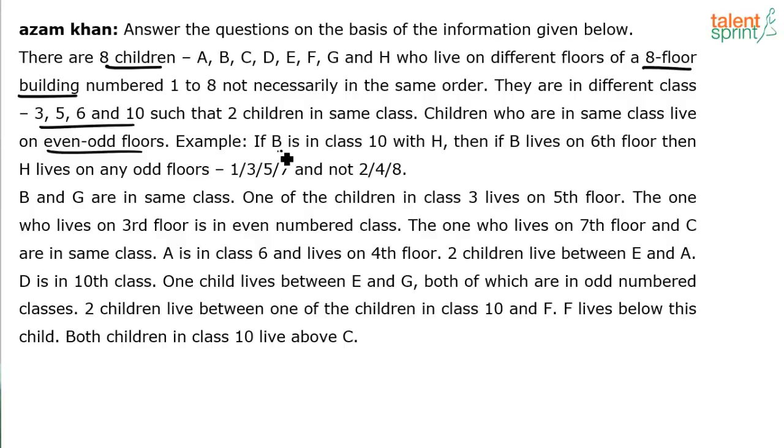For example, if B and H are in the same class, in which class? Class 10. Then if B lives on 6th floor, H will live on the odd floor. So if B lives on an even numbered floor, 6th or 2nd or 4th or 8th, H will live on an odd numbered floor, 1st or 3rd or 5th or 7th. So which means 2 children of the same class cannot both be on even numbered floors or both be on odd numbered floors. If one is on an even numbered floor, the other has to be on the odd numbered floor.